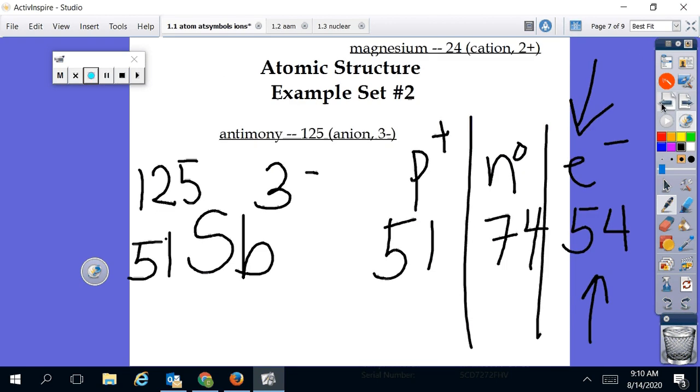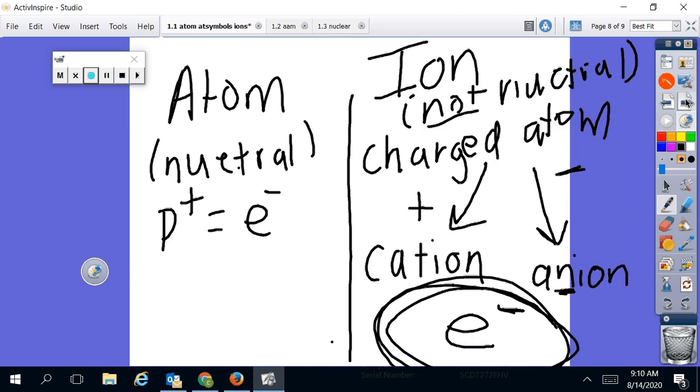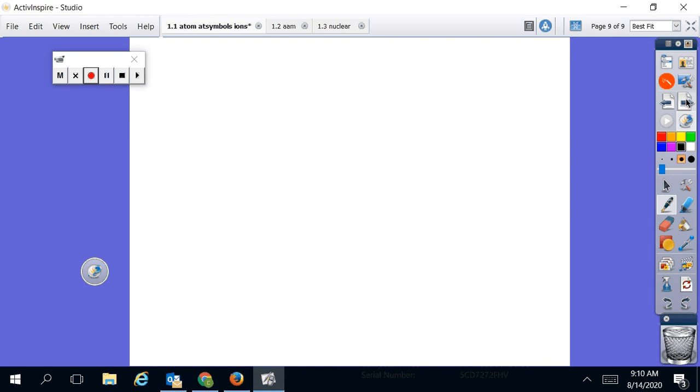Okay, and so those are our examples of how to do atomic symbols with atoms and ions. Make sure you know the definition between an atom, an ion, and an isotope. You can review this video. Thanks, and we will do problems in class.